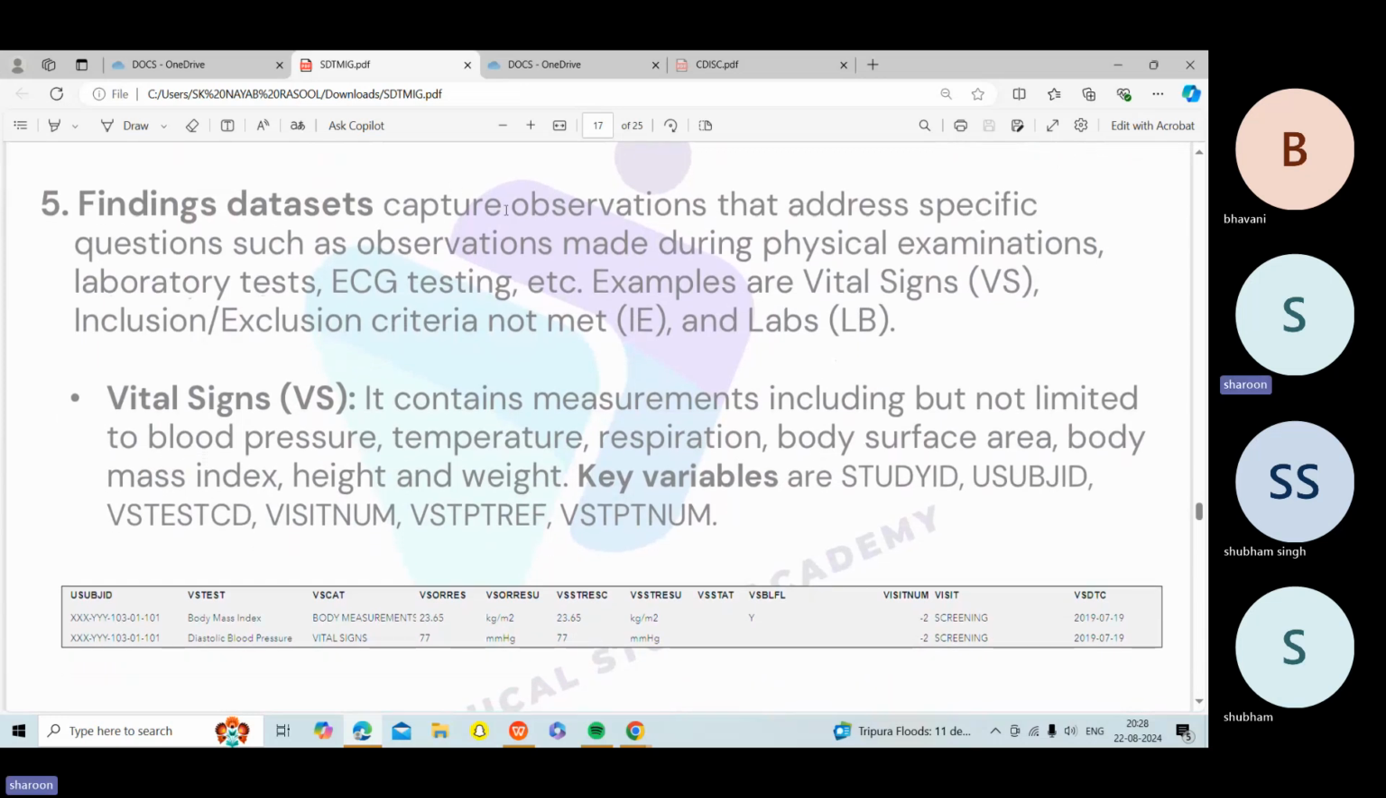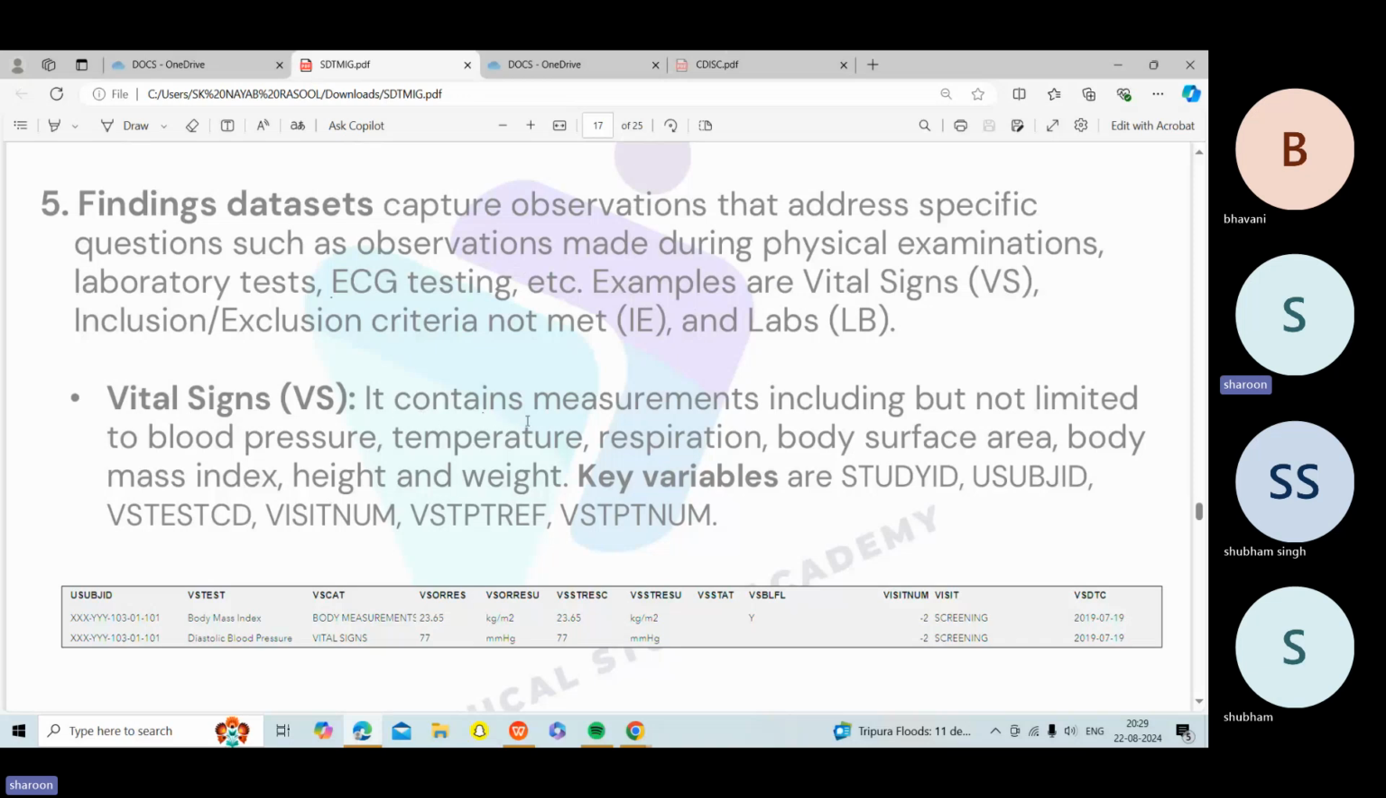Findings data sets capture observations that address specific questions, such as observations made during physical examinations, laboratory tests, ECG testing, etc. Examples are vital signs, inclusion or exclusion criteria not met, and labs.